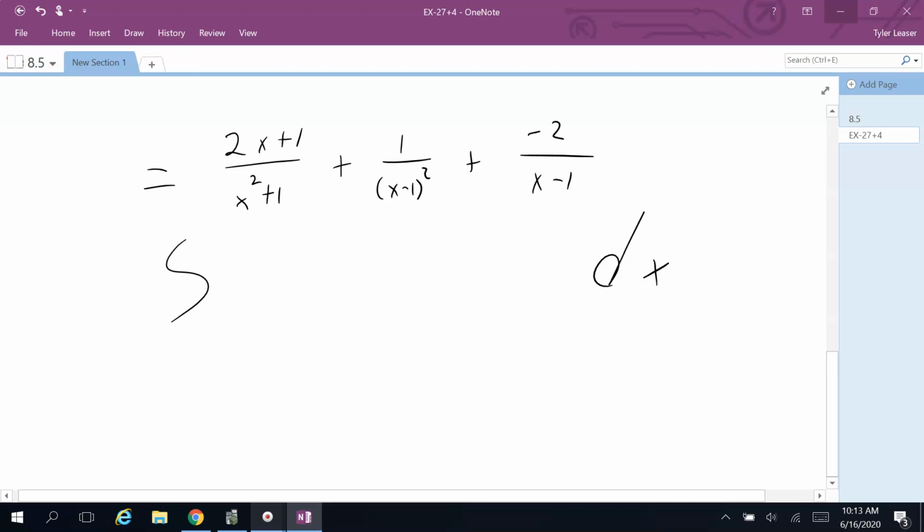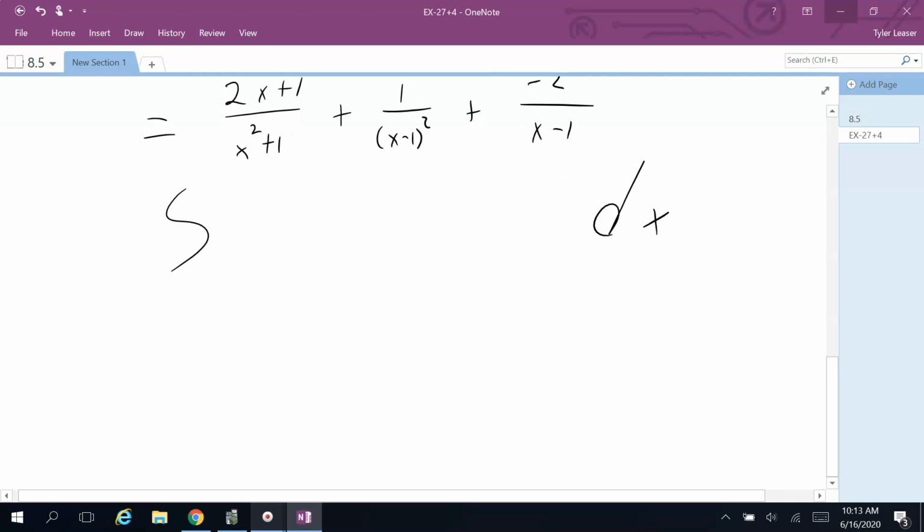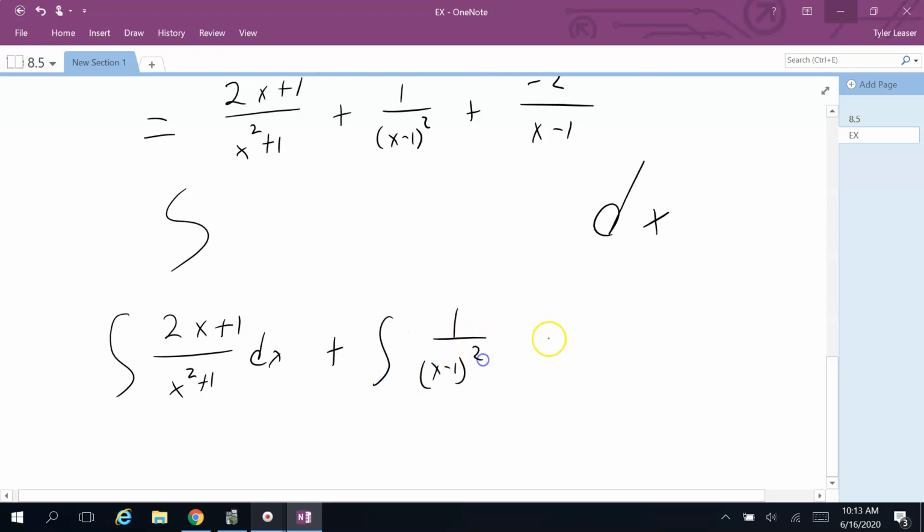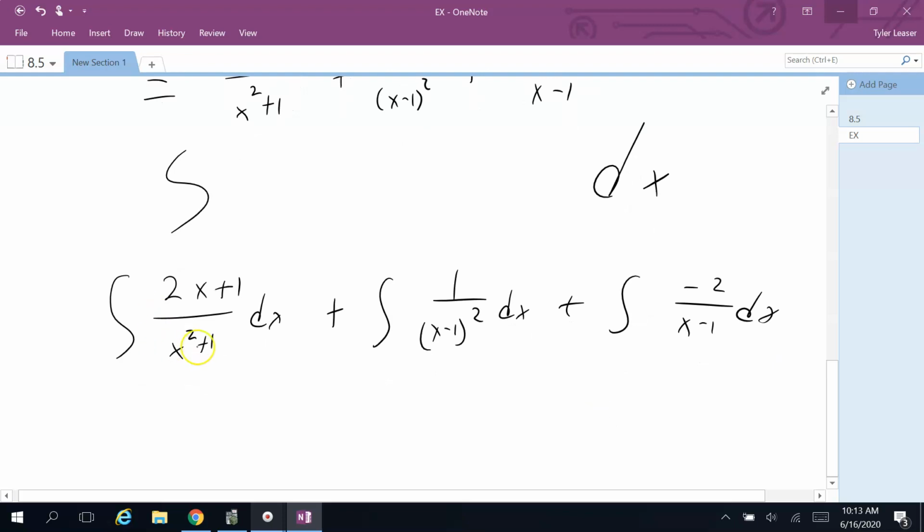Let's look at each of them. So let's look at the integral of (2x plus 1) over x squared plus 1. We'll do this one first. We also have the integral of 1 over (x minus 1) all squared. That one shouldn't be too bad. Plus we also have the integral of negative 2 over x minus 1. That'll probably be the easiest. All right, let's look at the more complicated one, this one out in front.